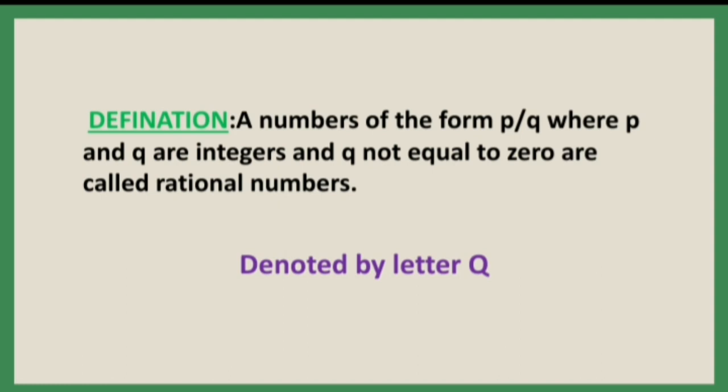Let us repeat one more time with me. Numbers of the form p by q, where p and q are integers and q is not equal to 0, are called rational numbers. Usually we denote the rational numbers with the letter Q. Q is used to represent the set of rational numbers.